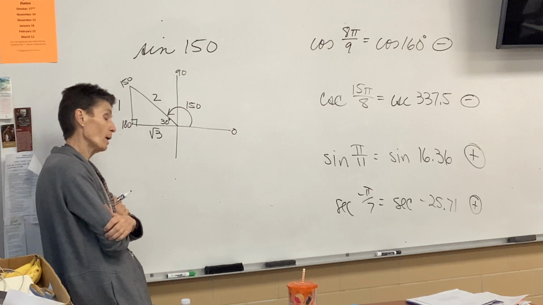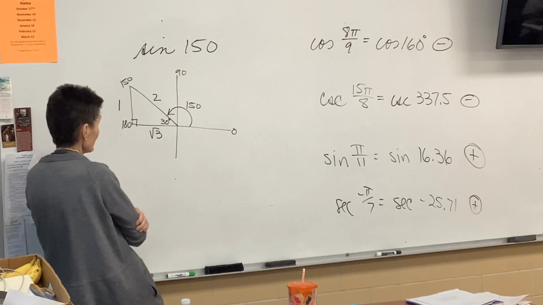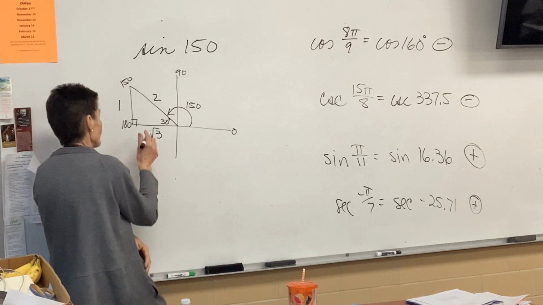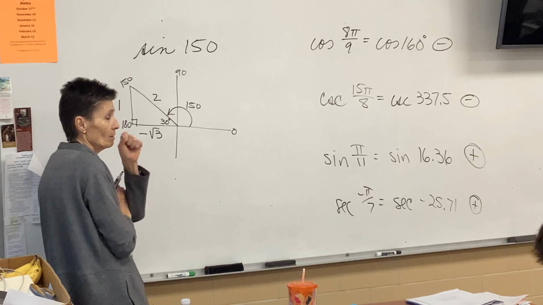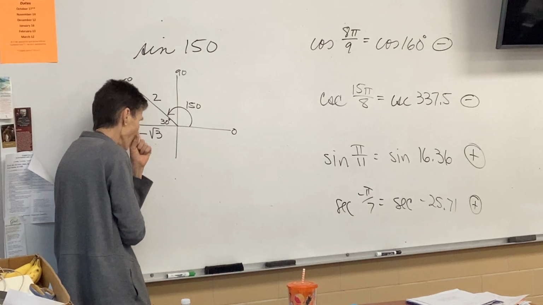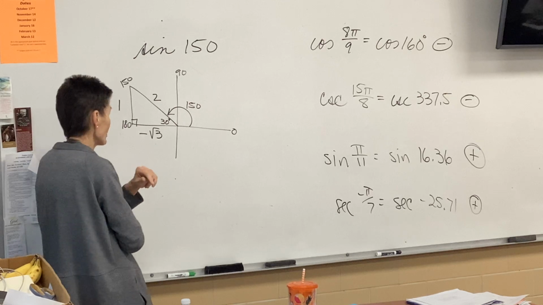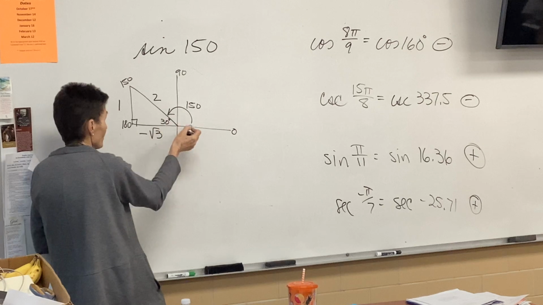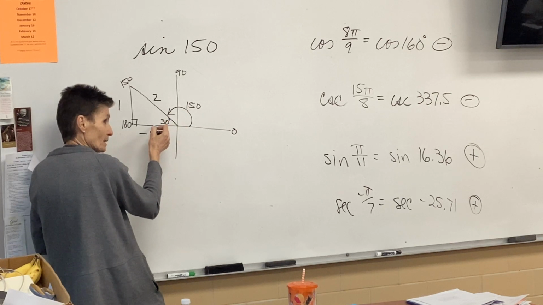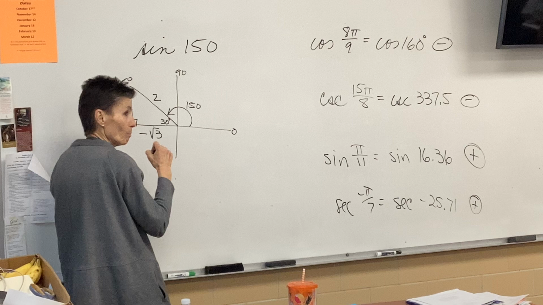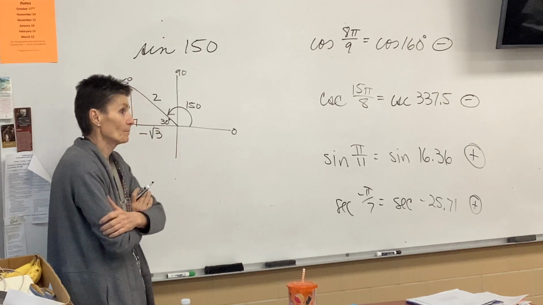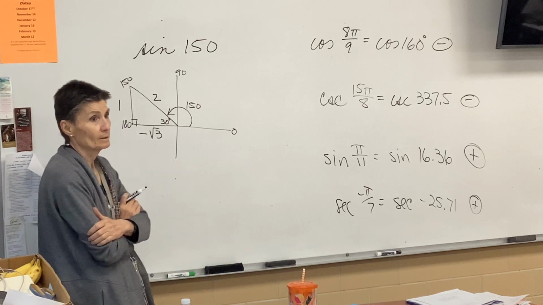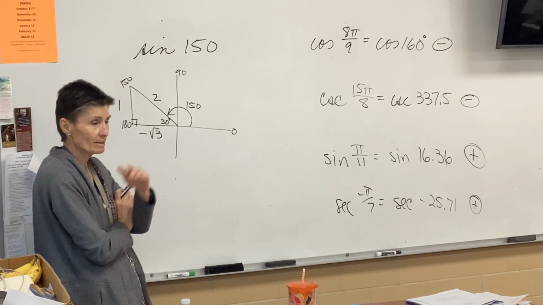But because I'm in quadrant 2, something's negative. What's negative? The 1, the 2, or the root 3? Before I answer the question, guys, from here to here is 150. From here to here is 180. How much more do I have to go past 150 to get to 180? 30. That's where that 30 came from. Again, total logic. Nothing fancy, nothing complicated. Logic.